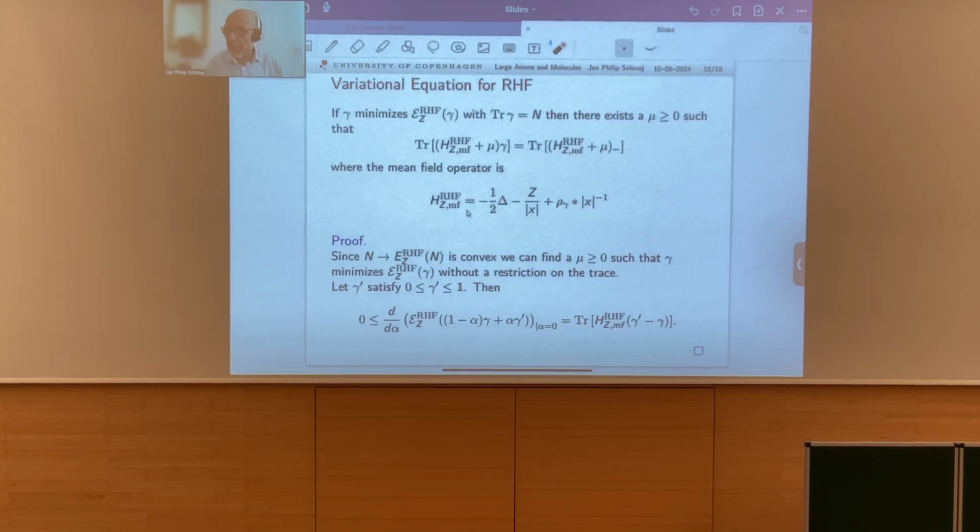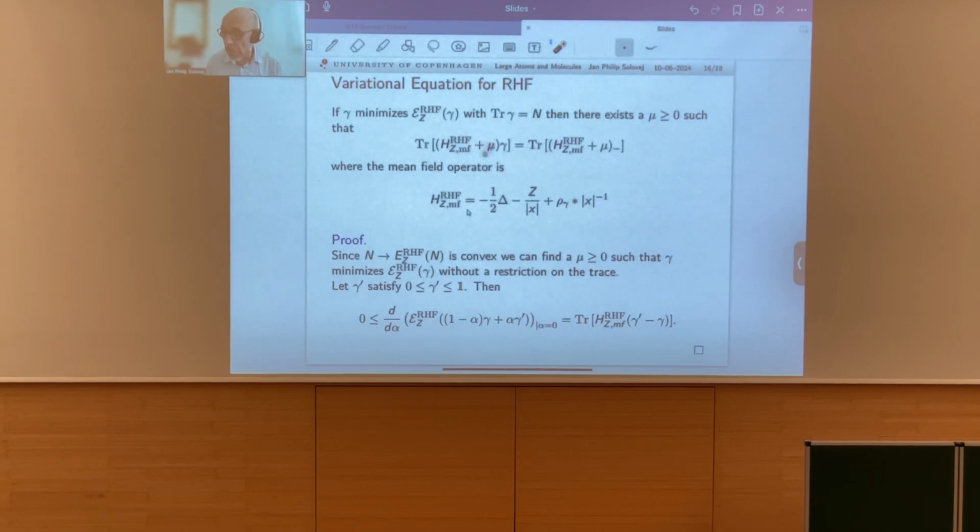Let me take a few more minutes. I wanted to both introduce the variation equation for reduced Hartree-Fock and then just mention Thomas-Fermi theory, which is the model I want to discuss in the next lecture. But if gamma is a minimizer, with trace gamma equal to n, then, so I'm trying to write down what is the variation equation, I claim there's a mu greater than or equal to 0, so that gamma minimizes the trace of what I call the mean field operator.